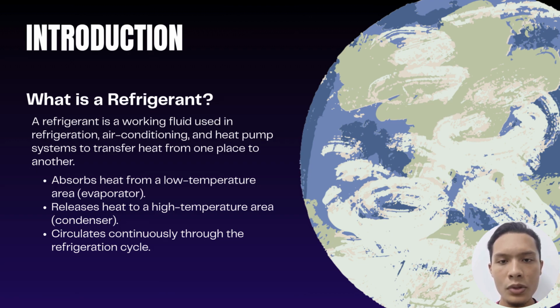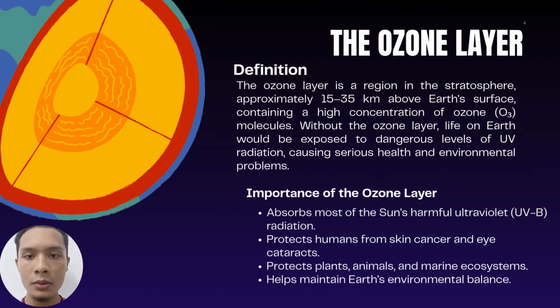Refrigerants are commonly used in household refrigerators, air conditioners, freezers, and industrial cooling systems. An ideal refrigerant should have high cooling efficiency, be chemically stable, non-toxic, non-flammable, and most importantly, environmentally friendly. Alright, now let's look at the ozone layer and why it is important.